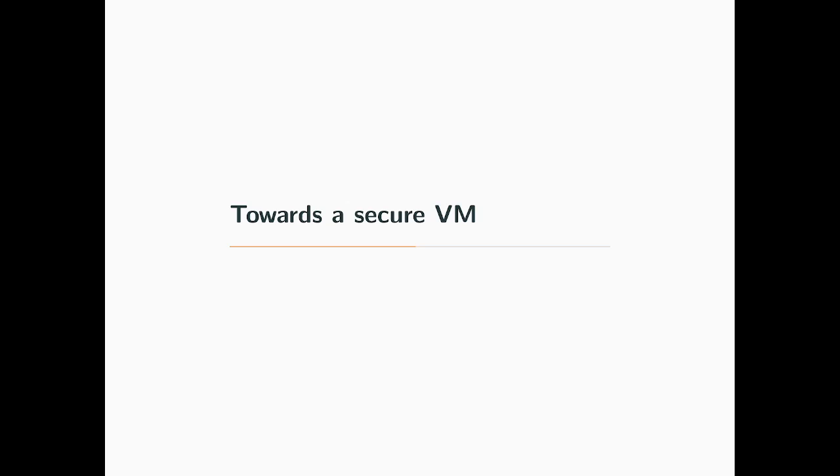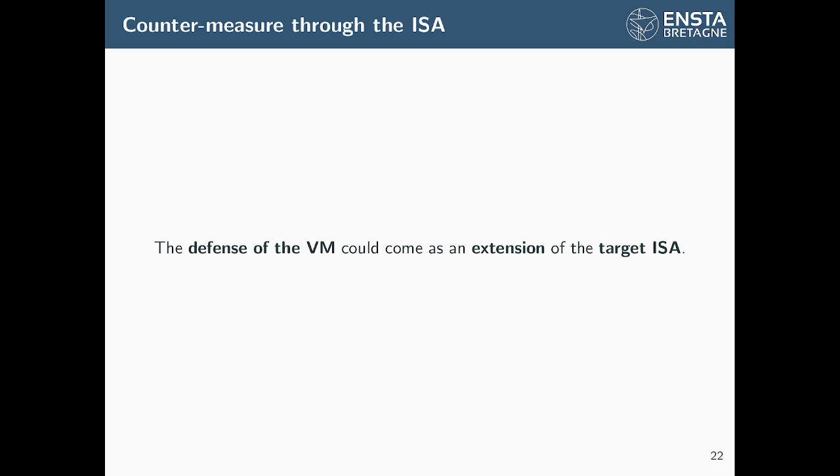So now I'll talk about what our idea would be when securing a VM. The idea would be to defend the VM as an extension of its target ISA, so that the mechanism of isolation that I just presented could be directly embedded in the target ISA. For example, an instruction that's added to the machine code that you produce that would embed this isolation.